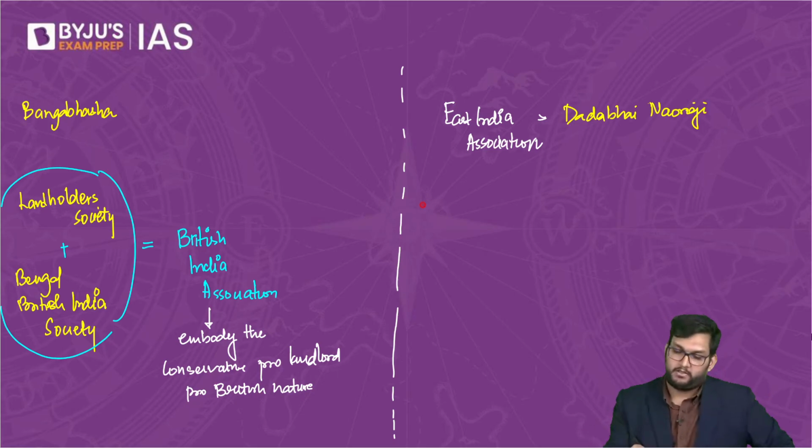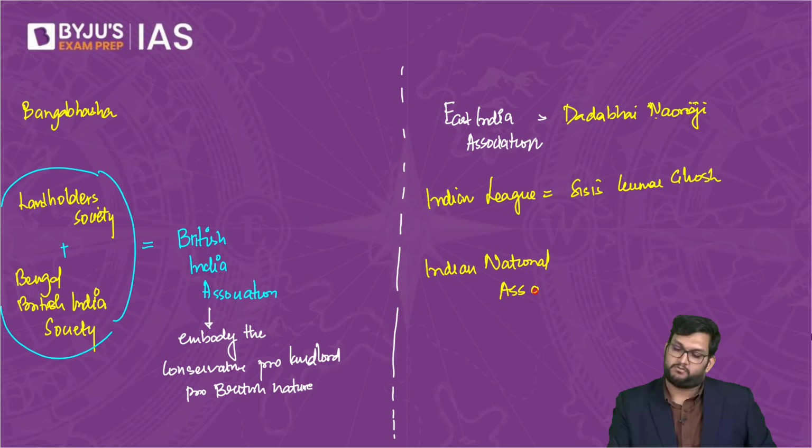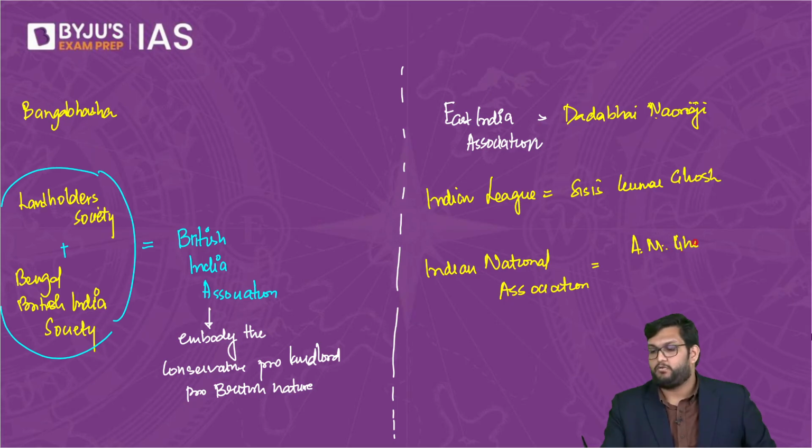Thereafter, you have the Indian League, Shishir Kumar Ghosh, and then you have the Indian National Association, Anand Mohan Bose and Surendranath Banerjee.